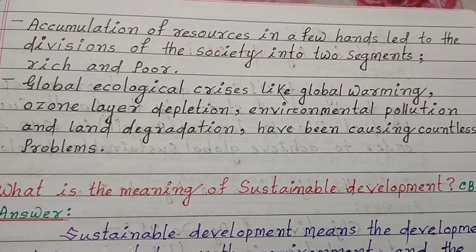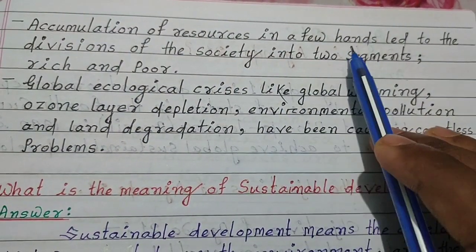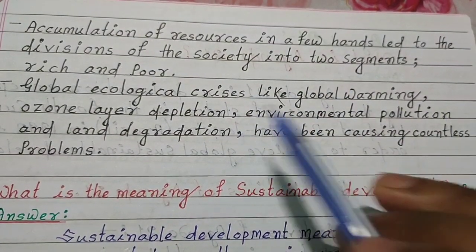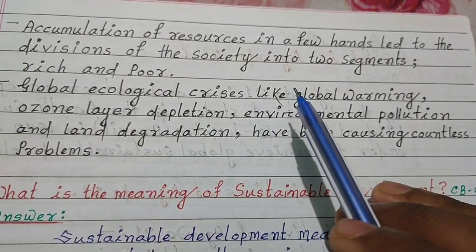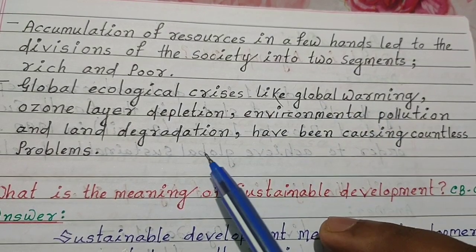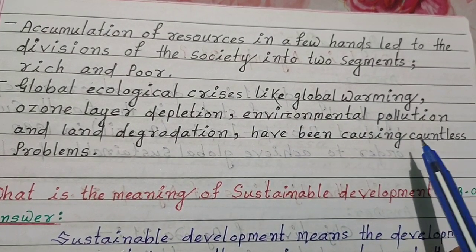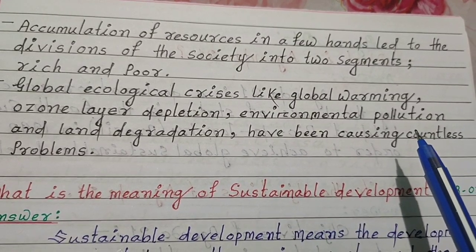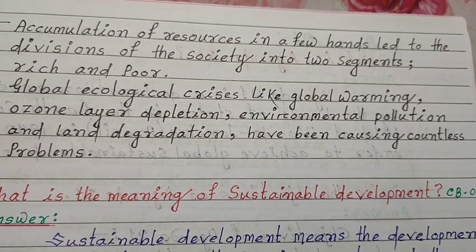Okay. Accumulation of resources in a few hands leads to the division of society into segments: rich and poor. Global ecological crises like global warming, ozone layer depletion, environmental pollution and land degradation have been causing countless problems.